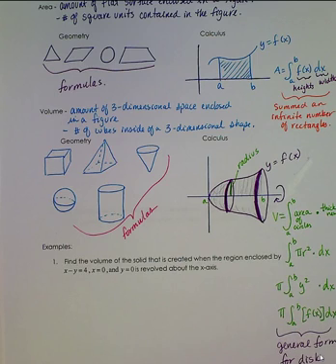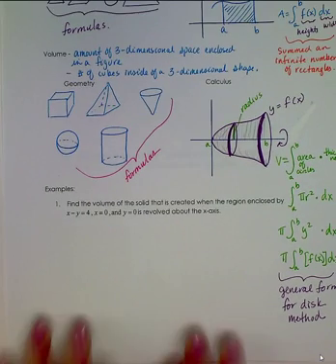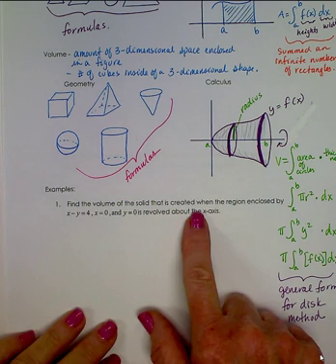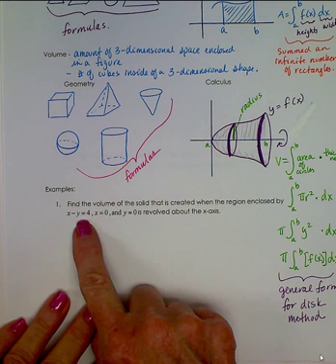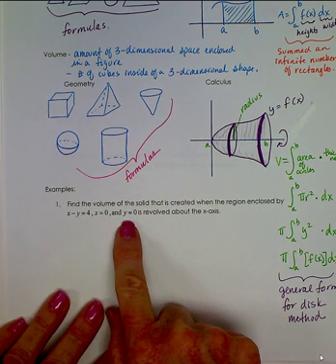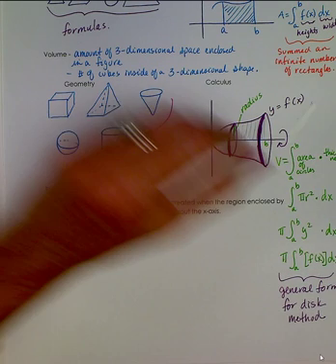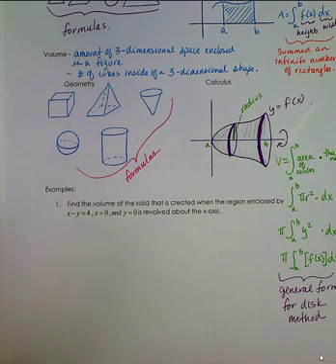All right, here we go. Find the volume of a solid. Let's take a look at an example, and if you're a little fuzzy right now, that's to be expected. Don't worry about it. Find the volume of the solid that's created when the region enclosed by x minus y equals 4, x equals 0, and y equals 0 is revolved about the x-axis. So we need to draw a picture and find out what this region is that we are revolving.